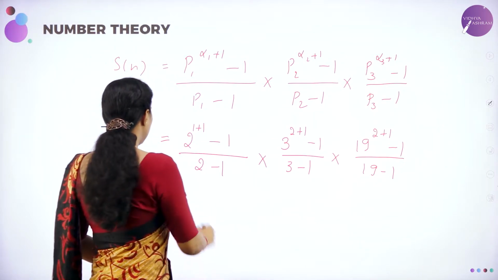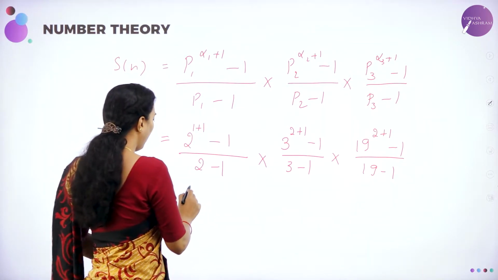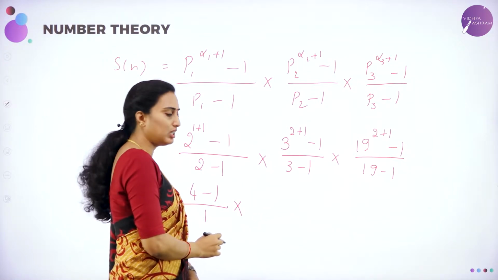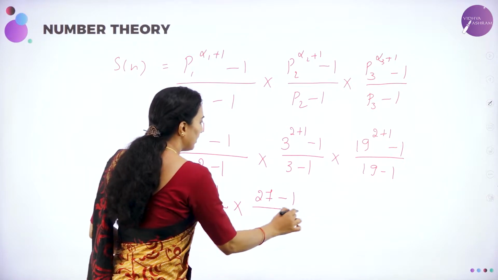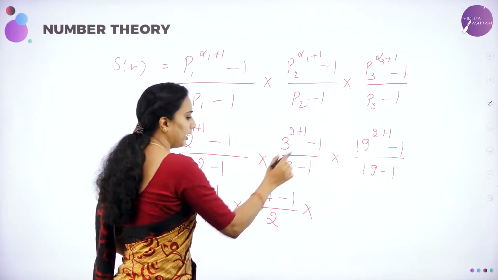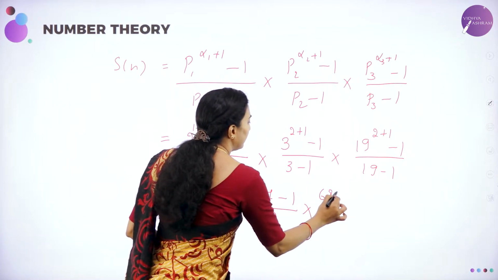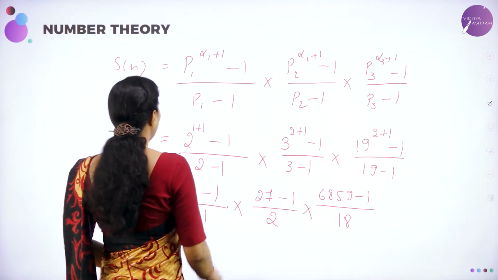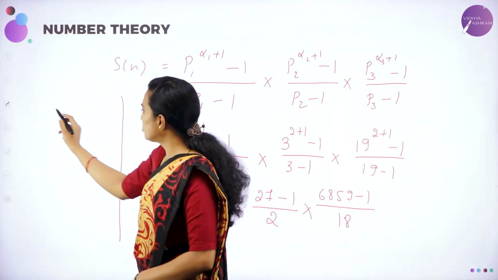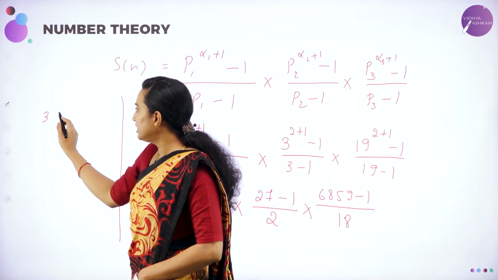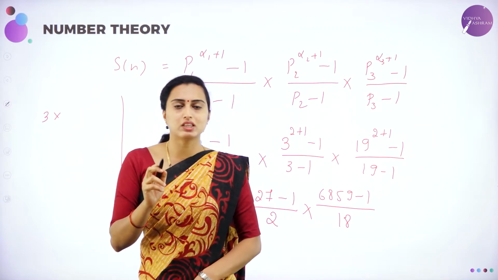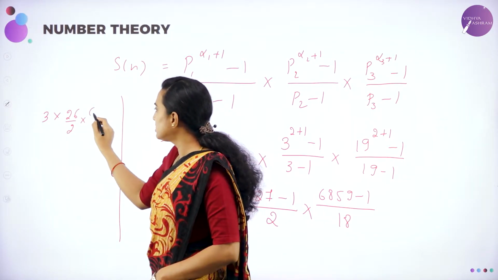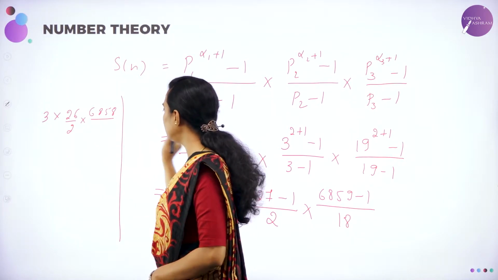Correct? So here you are going to have 2 to power 2 is nothing but 4 minus 1 divided by 2 minus 1 is 1 into 3 power 2 plus 1, which is 3 power 3. 3 power 3 is 27 minus 1 divided by 3 minus 1 is 2 into, again 19 to the power of 3 is 6859 minus 1 divided by 18. Correct? So therefore the answer will be equals to 4 minus 1 is 3 divided by 1 is 3 into 27 minus 1, which is nothing but 26 by 2 into 6859 minus 1 is 6858 divided by 19 minus 1 is 18.